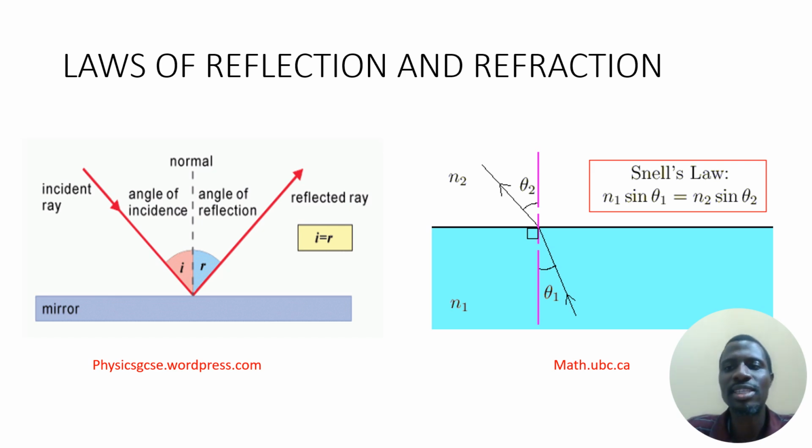The law of reflection states that the incident ray, the reflected ray, and the normal to the surface all lie in the same plane, and the angle of reflection equals the angle of incidence. The law of refraction states that when light travels from a material with refractive index n1 into a material with refractive index n2, the refracted ray, the incident ray, and the normal between the two materials all lie in the same plane. It's also known as Snell's law, which is expressed as n1 sine theta 1 equals n2 sine theta 2, as shown on this slide.